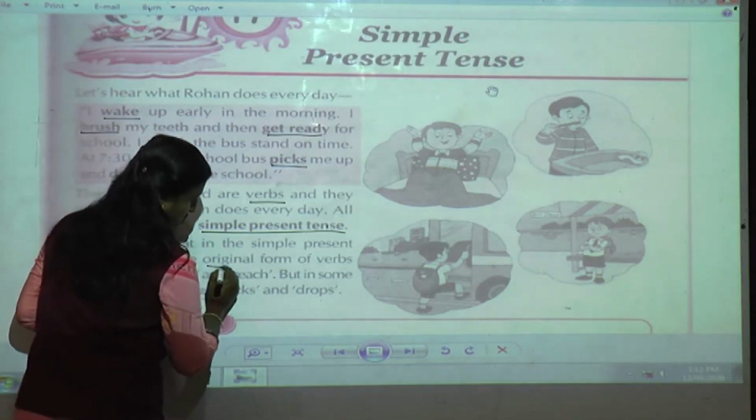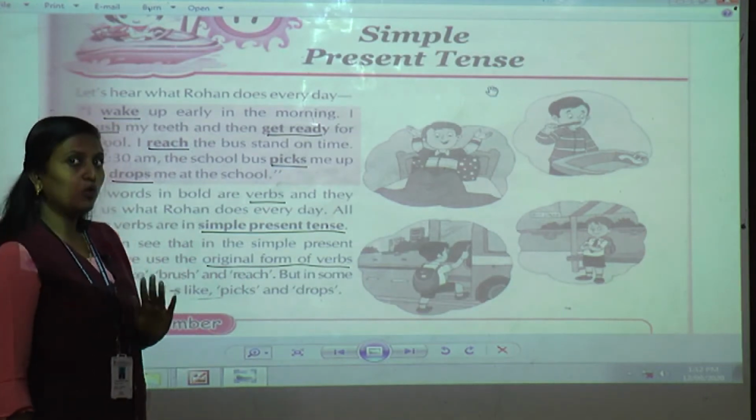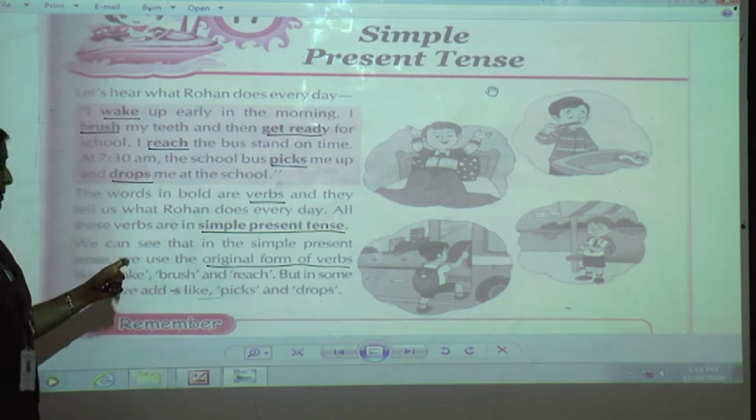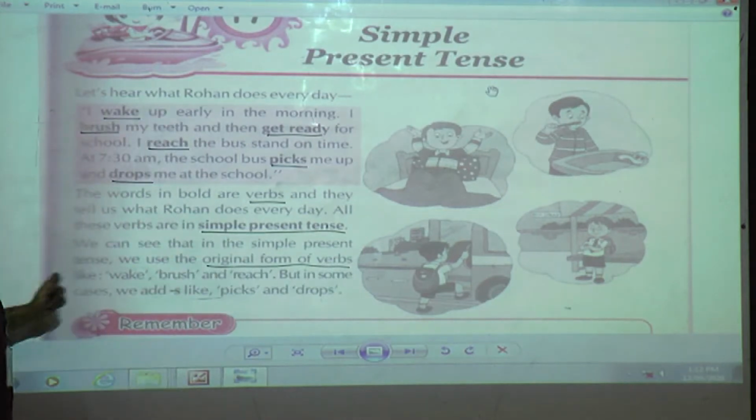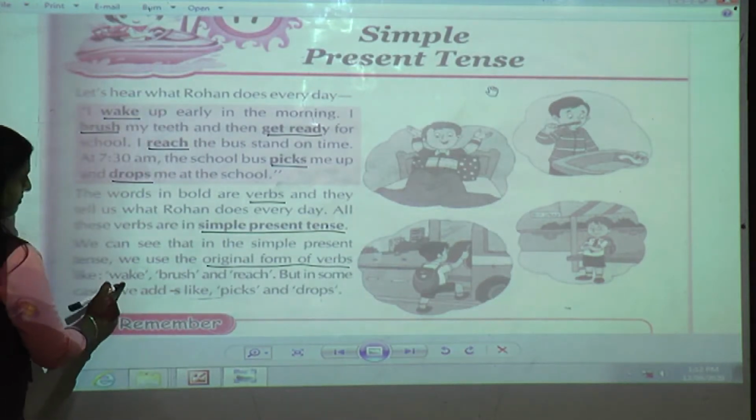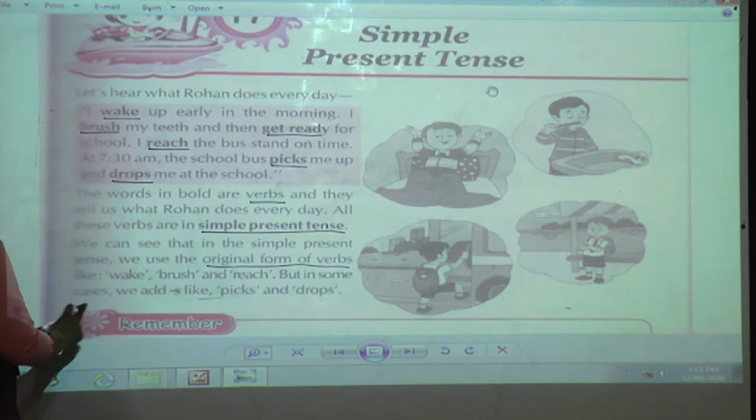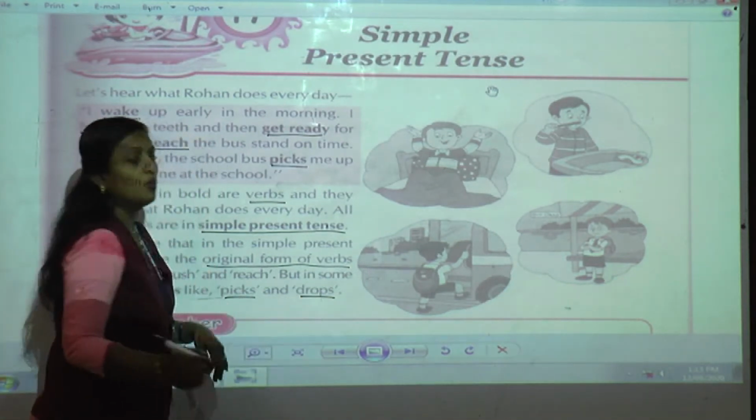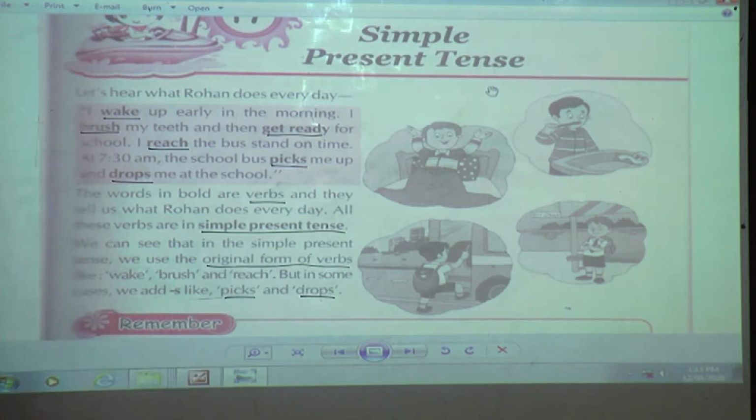Now we can see that in the simple present tense, what we use? Yes, in the last session we have told that simple present tense will always come in the original form of verb. So here they have given that in simple present tense we always use the original form of verbs. Like here they have given wake, brush, reach, but in some verb cases we add s, like picks and drops. Why here they have added s, that we are all going to see in this lesson. I hope that till here you have understood.